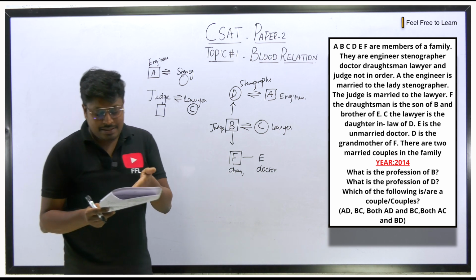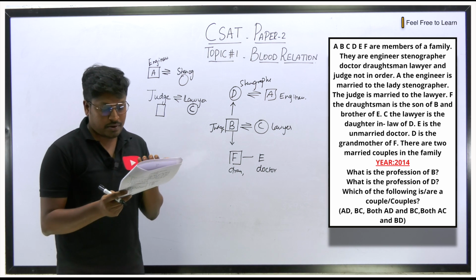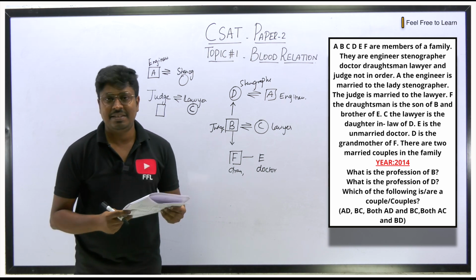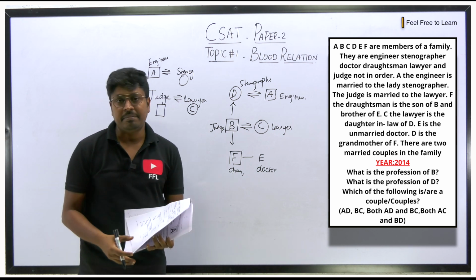So they have asked 3 questions: what is the profession of B, what is the profession of D, and which of the following are the couples. All these questions are easy, right? So once you draw this diagram, then solving the remaining question is very simple.